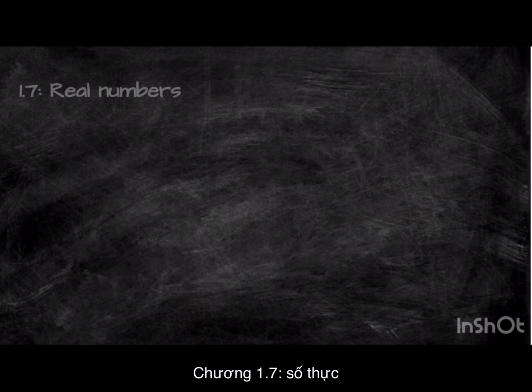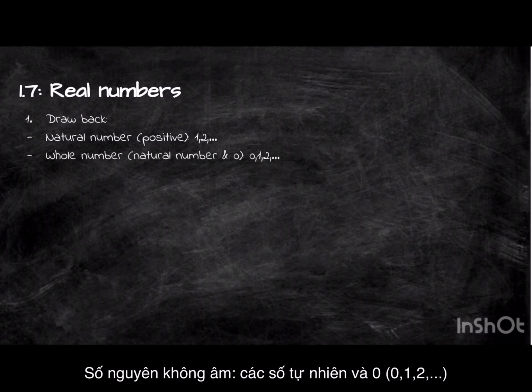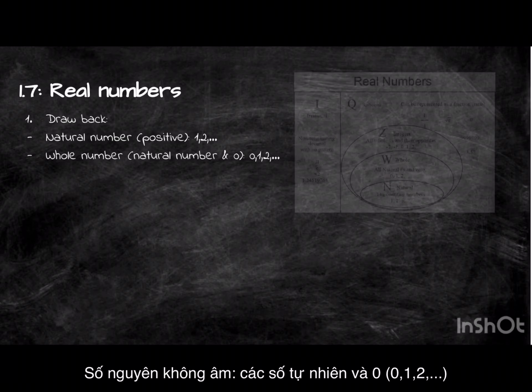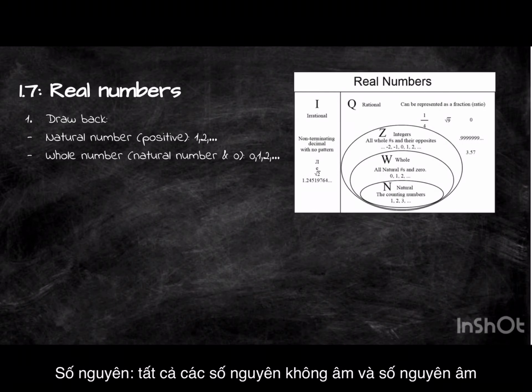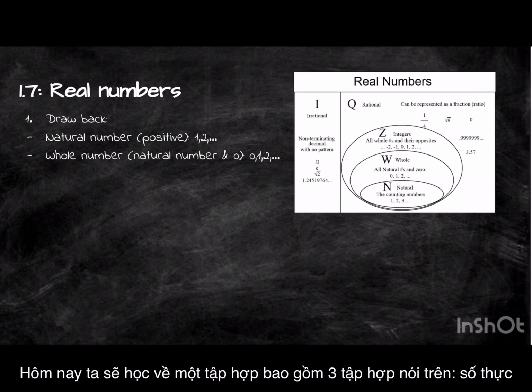In chapter 1.7, we're talking about the real numbers. I'd like to begin the lesson with a little drawback from what we have learned before. We have here the natural numbers, which are the positive numbers and the counting numbers. The whole numbers are all of the natural numbers and 0. The integers are all of the whole numbers and their opposites. So technically, the natural numbers are the smallest set, then the whole numbers, then the integer set. Now today we'll learn about the largest set, which includes all of those three sets, which is the real numbers.